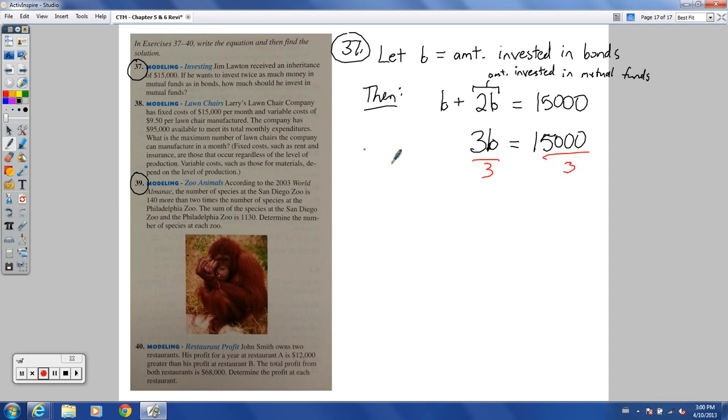and you get that B equals 5,000. But the question asks, so always go back to the question, see what it asks. It says, how much should he invest in mutual funds? So in mutual funds, he should invest 2 times that, which is $10,000 in mutual funds.